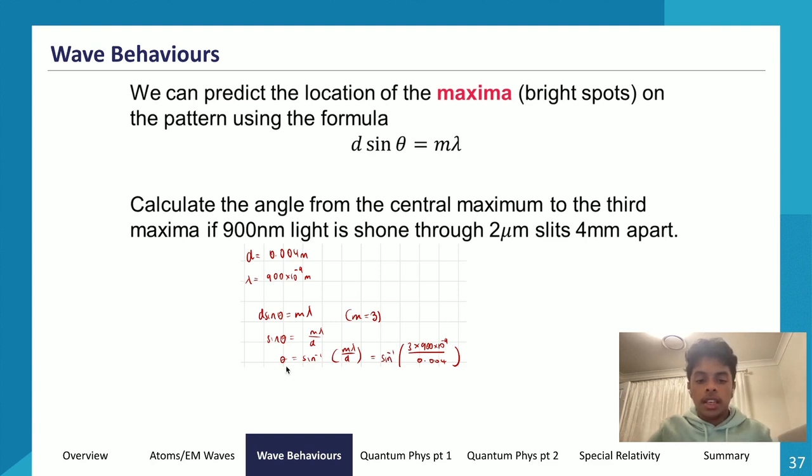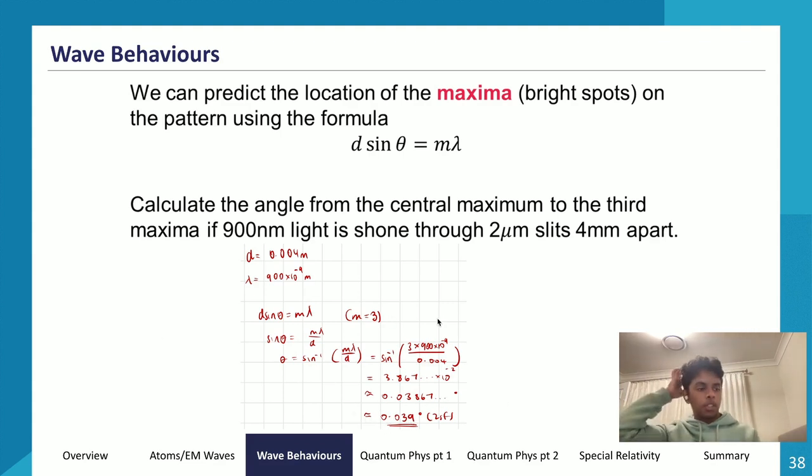So theta is equal to sine inverse of 3 times 900 times 10 to the power of negative 9, or 900 nanometers, divided all by 0.004 to get a value of 3.867 times 10 to the power of negative 2, which is approximately 0.038, which then becomes 0.039 degrees to 2 significant figures. So that's how you would solve this type of question, and how we would practically apply the equation to predict the location of the maxima.